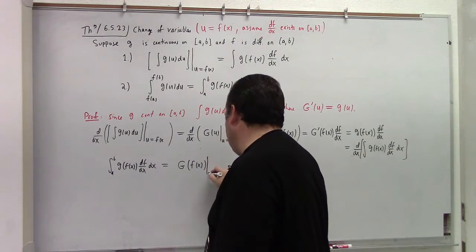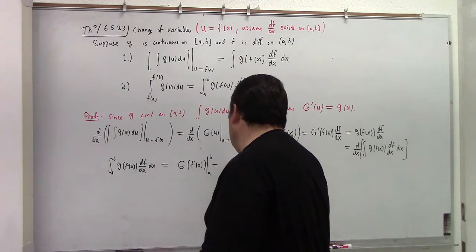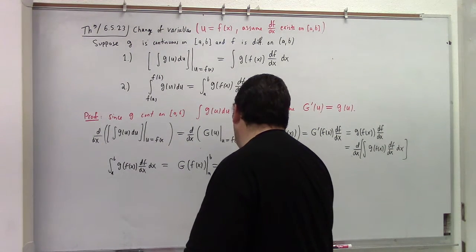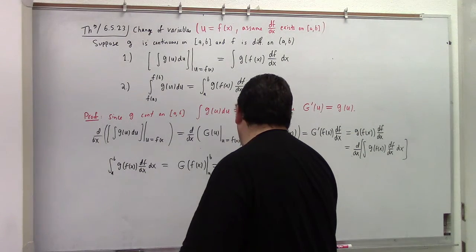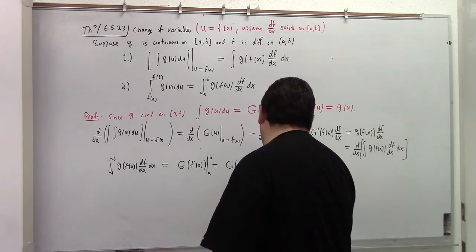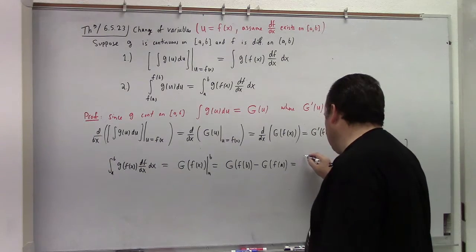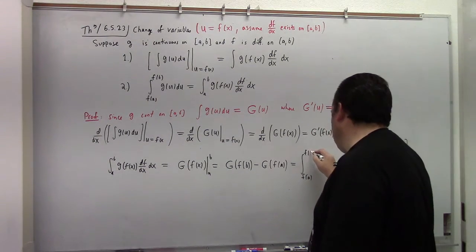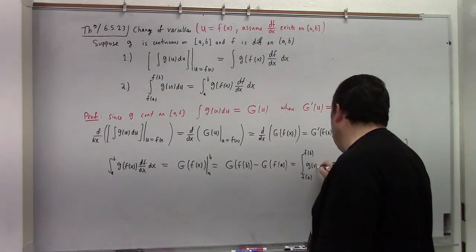And I can evaluate it from a to b, which gives me G of f of b minus G of f of a, which, of course, in turn, is what you get from the integral from f of a to f of b of little g of u du.